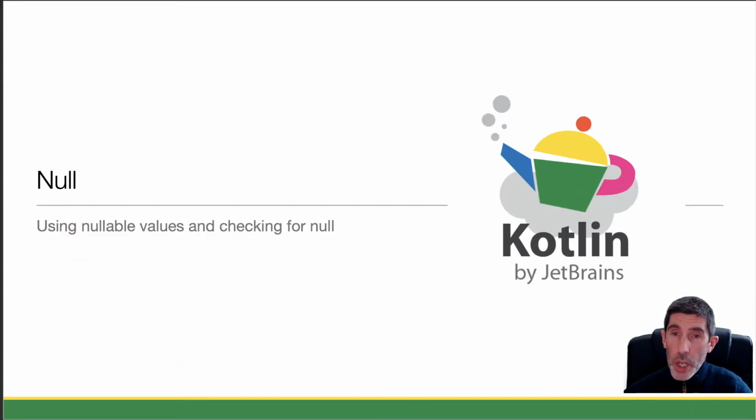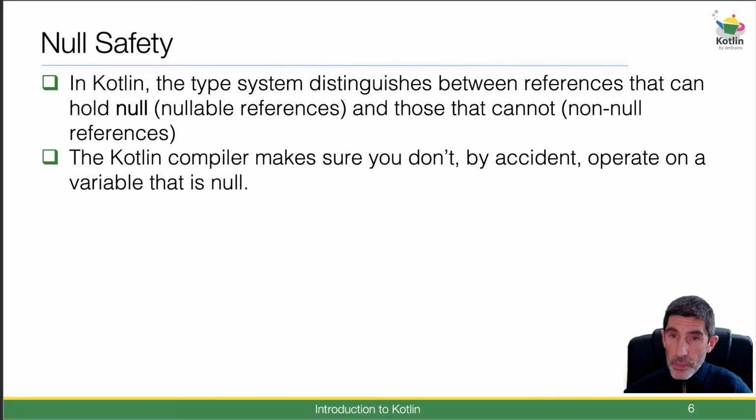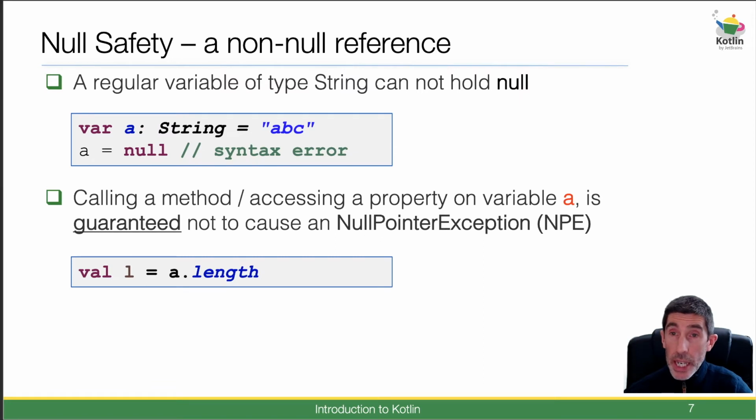First of all, we'll have a look at null and using nullable values and how we can check for null. Null safety in Kotlin means the type system distinguishes between references that can hold null, which are nullable references, and those that cannot, which are non-nullable references. The Kotlin compiler makes sure you don't accidentally operate on a variable that is null. This would have been quite common in Java, hence that $1 billion mistake it was labeled in the Java language.